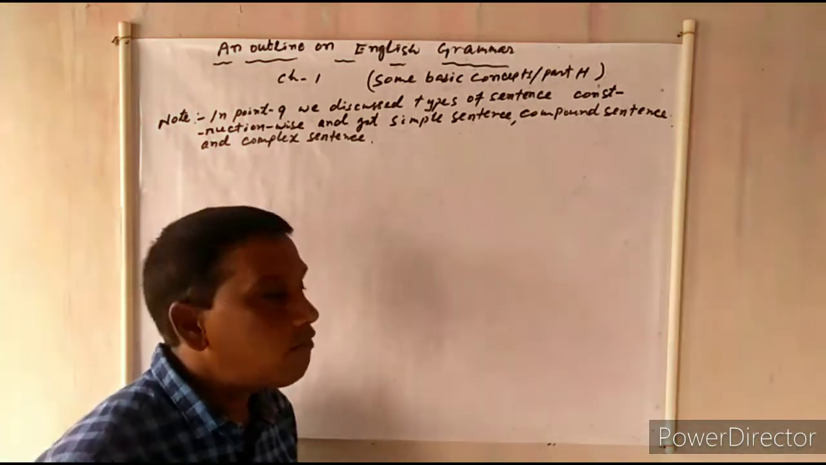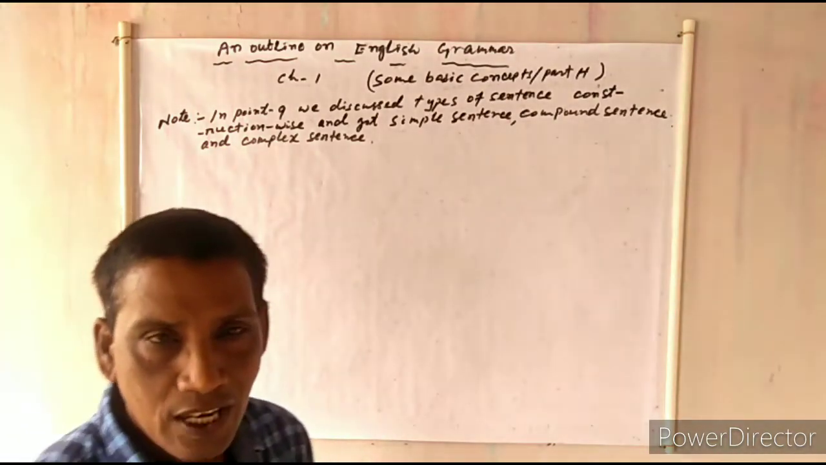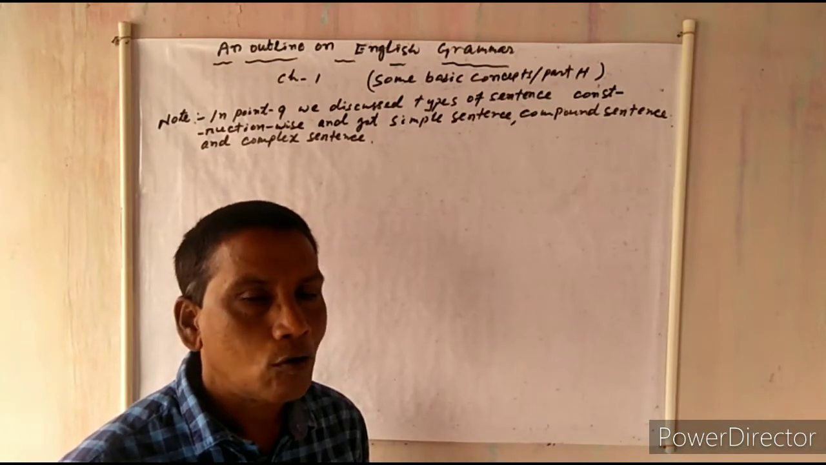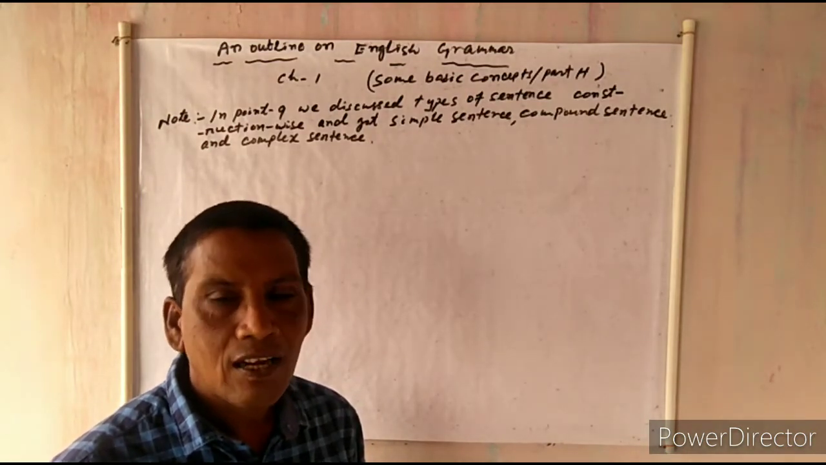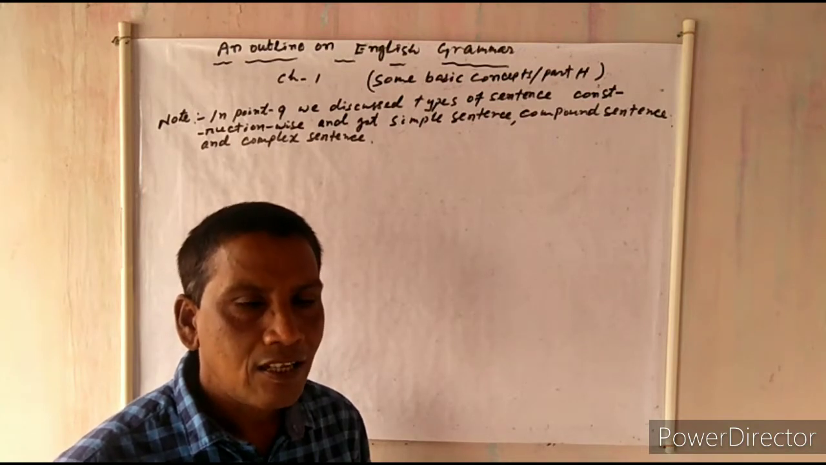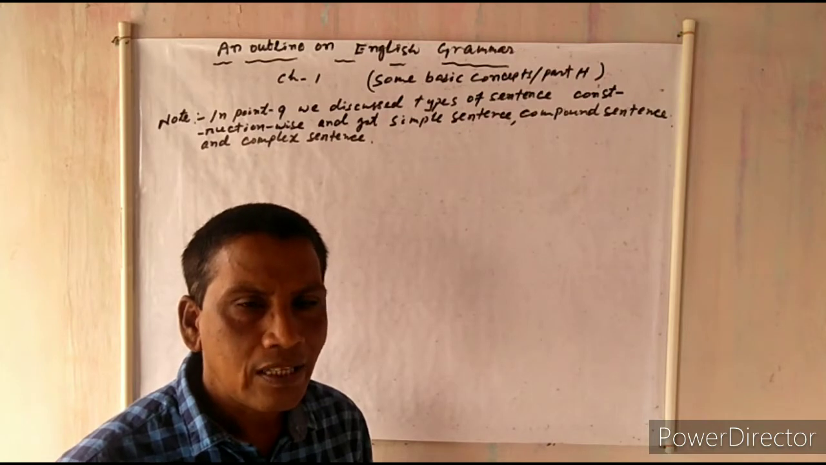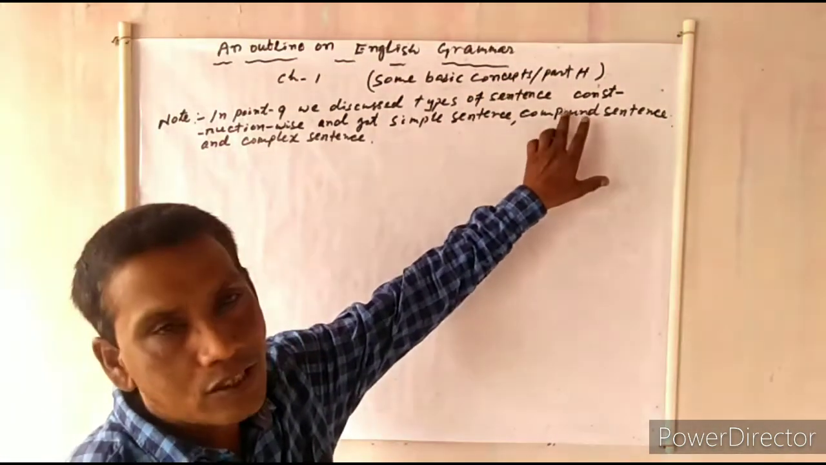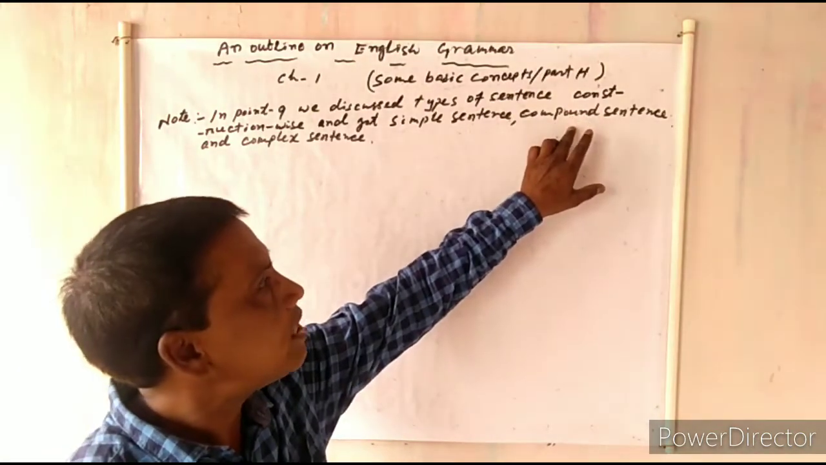And to understand the compound sentence, you have to understand what is meant by an independent clause or a coordinate clause. Suppose there are 2 sentences and they are not dependent on each other but they are joined by a conjunction. In that condition, that final sentence will be recognized as a compound sentence.